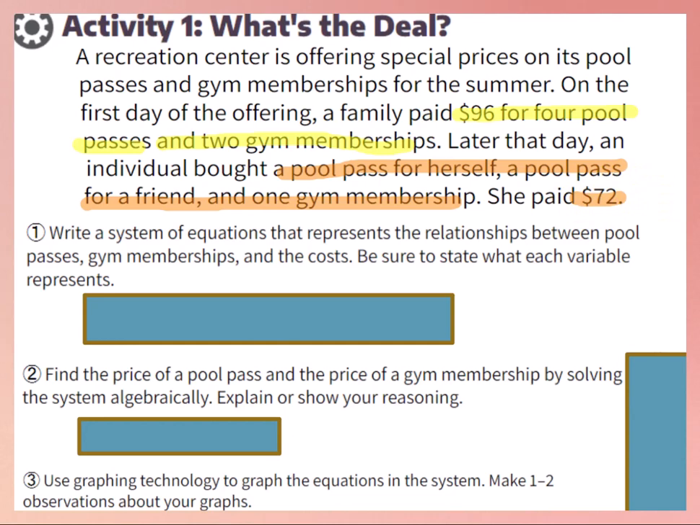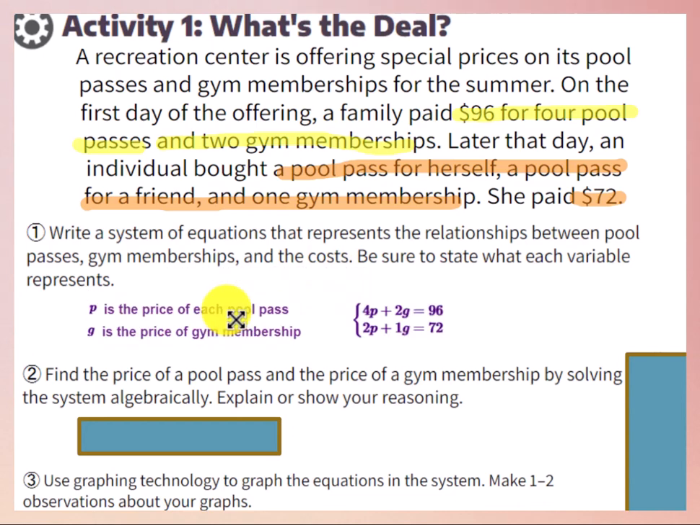So let's write that system of equations that represent the relationship between the pool passes, gym memberships, and the cost. Be sure to state what each variable represents. So I chose P for the price of the pool pass, and I chose G for the price of the gym membership. You can choose X and Y, that's totally fine, but make sure that you write down what those variables are that you chose.